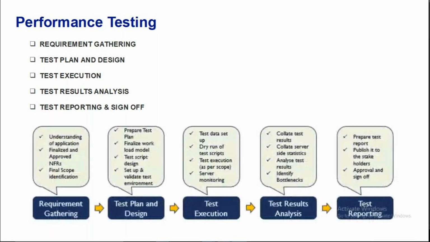So the overview: in requirement gathering, we understand the application. We should try to get the finalized and approved NFRs, and have the scope identified as well, so that we can plan accordingly. Then in test plan and design, we prepare the test plan, finalize the workload model, design the test scripts, and set up and validate the test environment. Then in test execution: test data setup, dry run of test scripts, test execution as per our scope, and server monitoring. We'll go into these different activities in detail now.